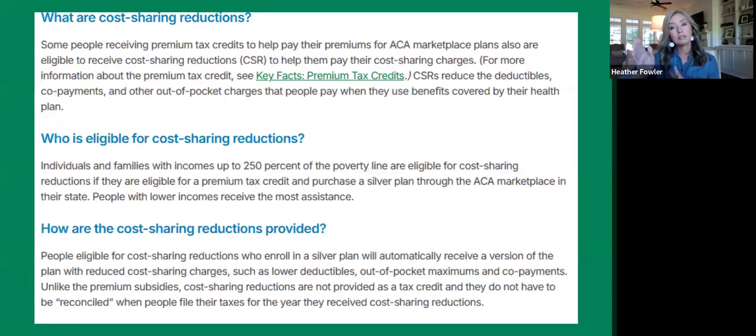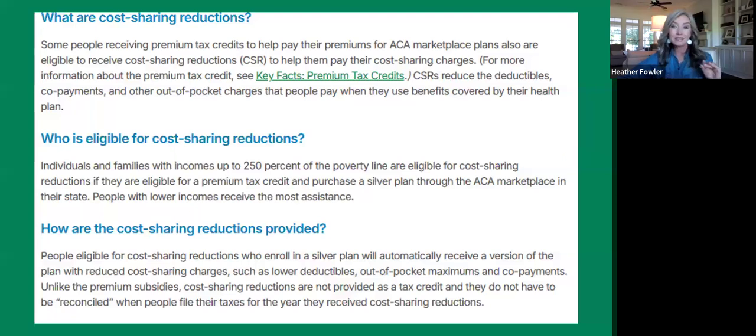So if you see that someone's eligible for that, scroll on down to those silver plans. They may be a little bit more expensive, but the deductible will be less. The out-of-pocket expenses, like the co-pays and the max out-of-pocket, will be less because of the cost share reductions. As a general rule of thumb, if someone qualifies for those cost share reductions, those silver plans are most likely going to be their best option. So just keep in mind that those cost share reductions apply to the silver plans only.